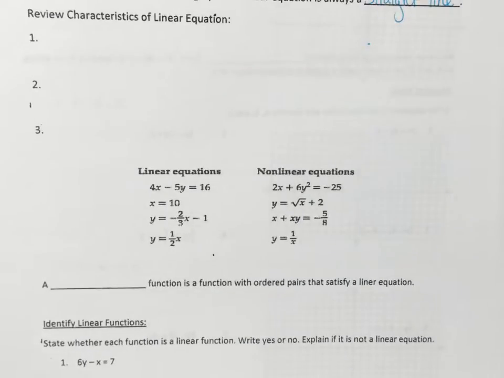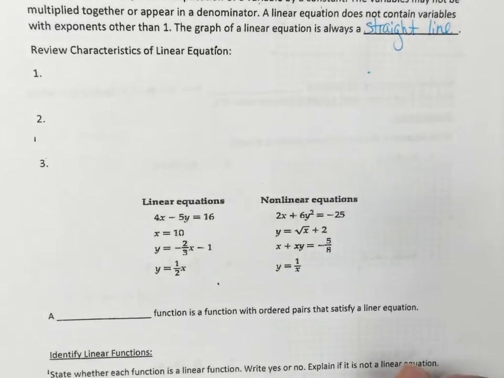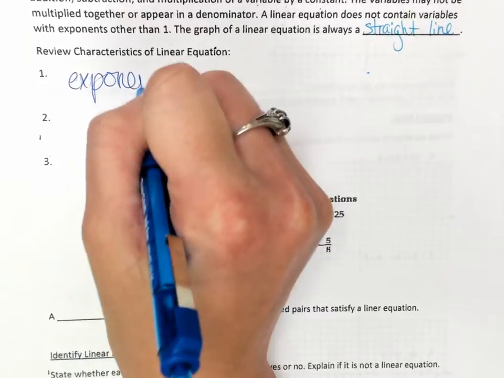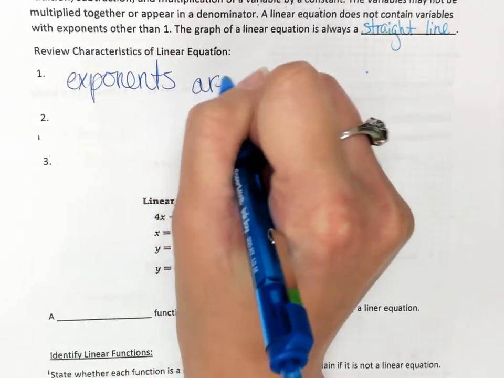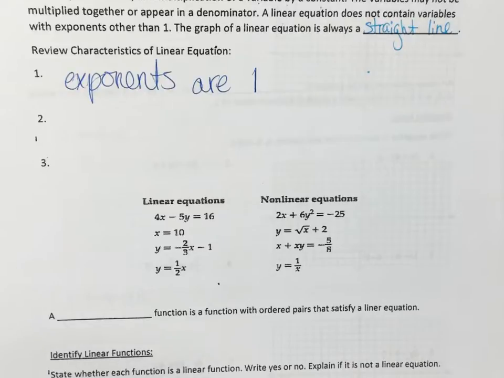Alright, what do we know about linear equations? We talked about these yesterday. They're straight lines, that's true. What else do we know? What are their exponents? Their exponents are 1, right? Exponents are 1. What else do we know?